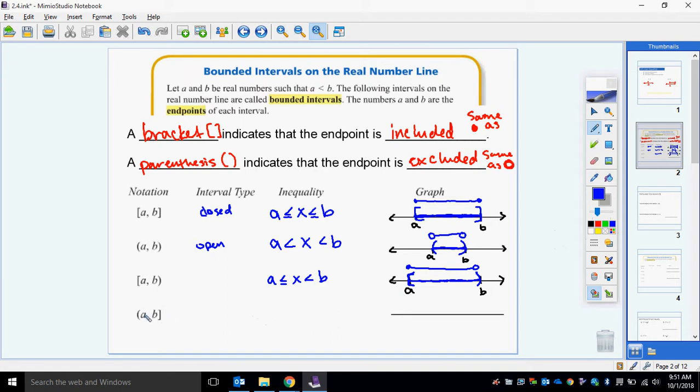And last one here, it's x is bounded by the numbers a and b. A can't be a solution, so x has got to be bigger than a and less than or equal to b, since b is a solution.